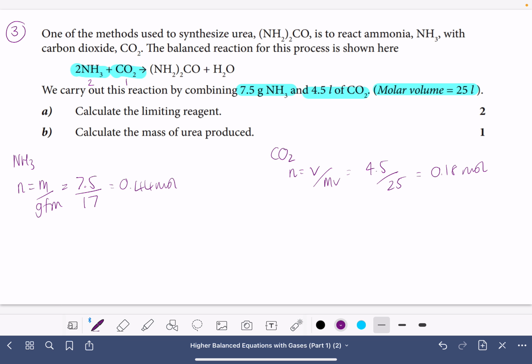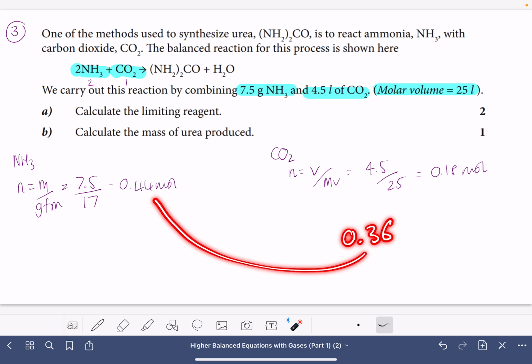So we've got this 2-to-1 ratio. Now, if all of the 0.44 moles of ammonia reacted, then we would need half of that. So this would need 0.22 moles of carbon dioxide. But we only have 0.18 moles. If 0.18 moles of the carbon dioxide reacted, it would need twice that, so that would be 0.36, which is less than what we've got available, so that would be fine.